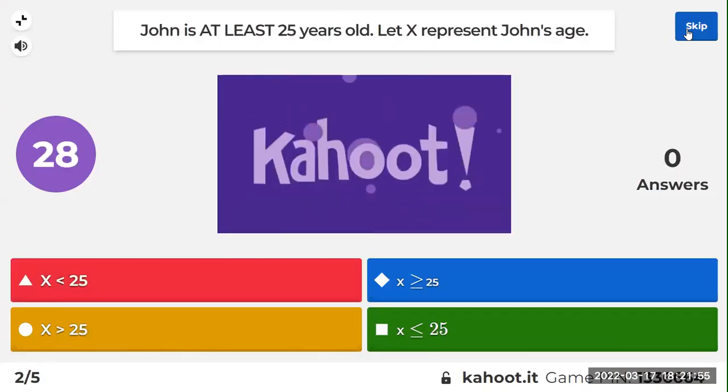John is at least 25 years old. So let X represent John's age. So how can we write X as an inequality?